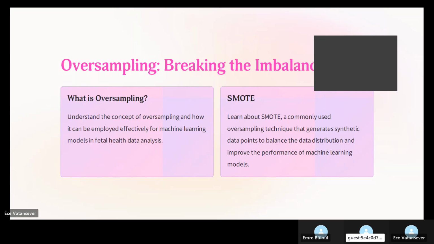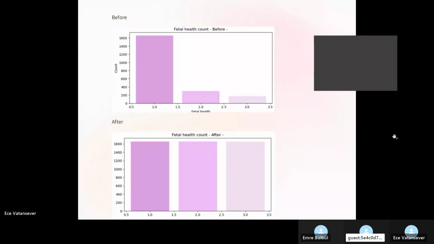After an EDA, we noticed that there were significantly more observations in the normal category compared to the other categories, which needed addressing. In order to solve this issue, we applied a technique called SMOTE, which stands for Synthetic Minority Oversampling Technique, to balance the data. And let's look at the other slides.